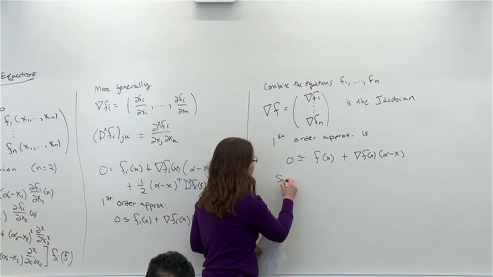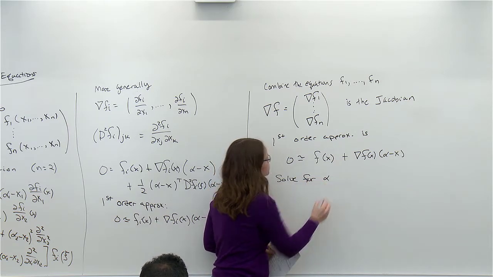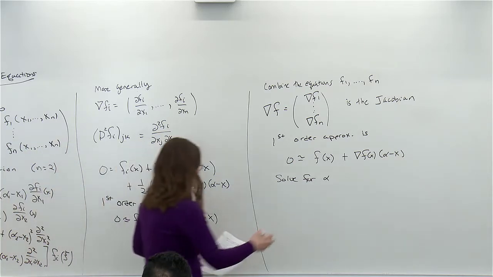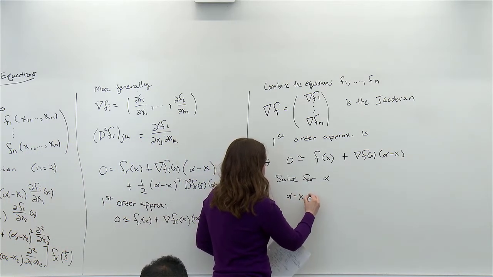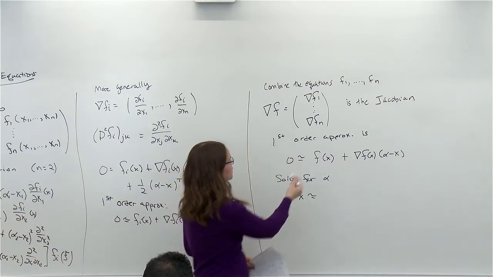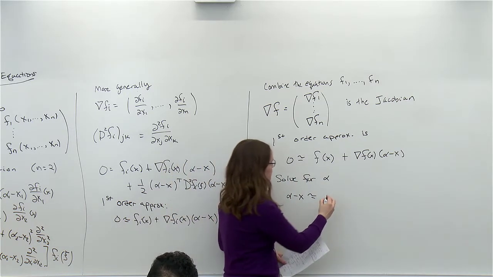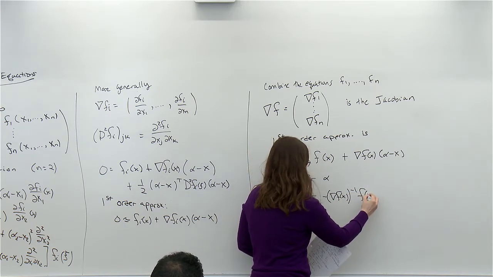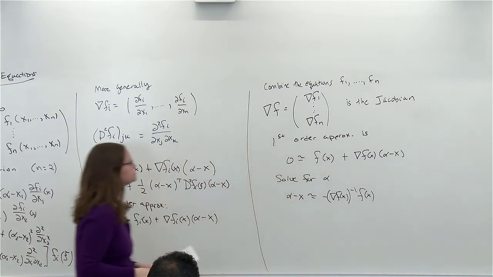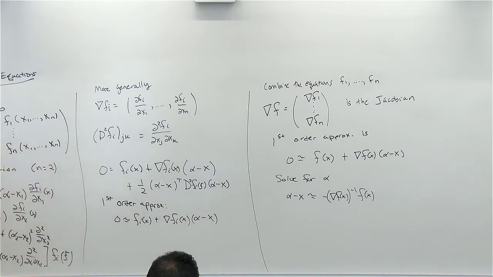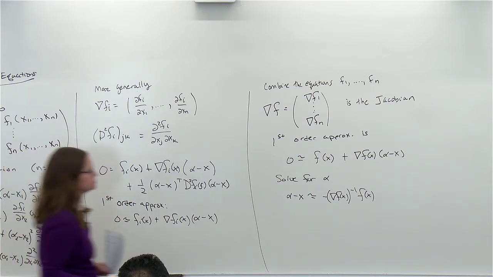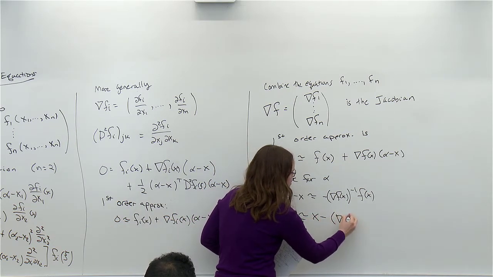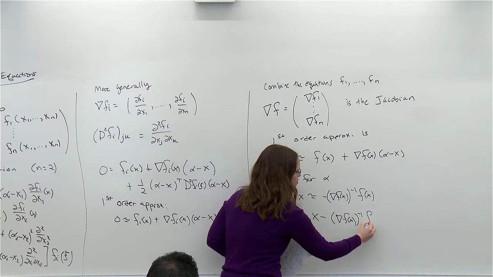Okay, so if we try to solve for alpha, what do we get? We get alpha minus x is going to be approximately equal to, if I move this f of x to the other side, minus the gradient of f inverse times f of x. And that means that the root that I'm looking for is approximately equal to x minus this Jacobian inverse times f of x.